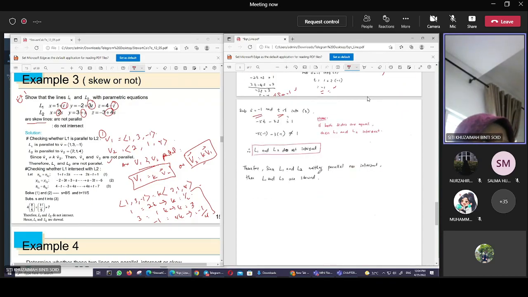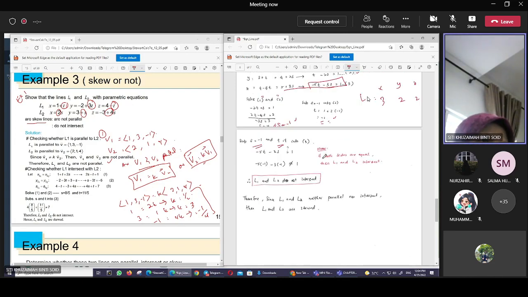So kita kata lah, since both sides are not equal, then L1 and L2 do not intersect. Only not, okay. If both sides are equal, kalau dua-dua ni equal, then L1 and L2 intersect. But now in this case, both sides are not equal. So L1 and L2 do not intersect. So kita akan cakap, since L1 and L2 neither parallel nor intersect, then L1 and L2 are skew.